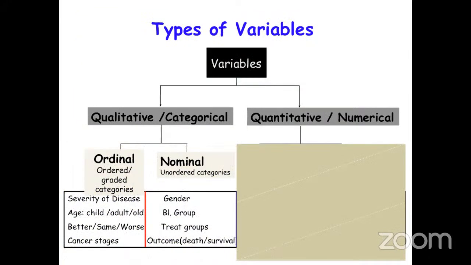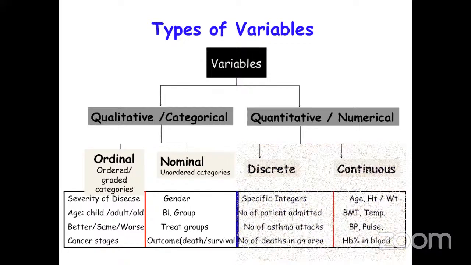So again, revising that, qualitative is classified as ordinal and nominal. Ordinal means severity of disease, grading of disease, etc. Nominal means gender, blood group, treatment groups, outcome, etc. Likewise, quantitative is again discrete or continuous. Discrete means number of asthma attacks, number of patients admitted, number of ICU days, etc. Continuous means age, height, weight, BMI, heart rate, blood pressure, etc.